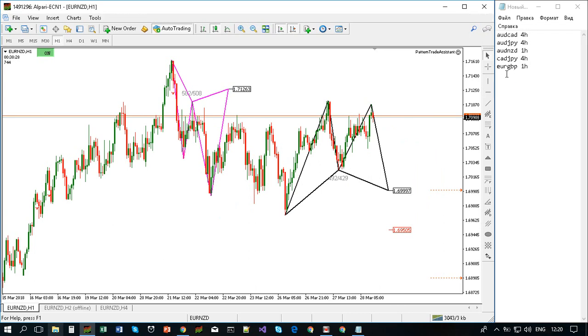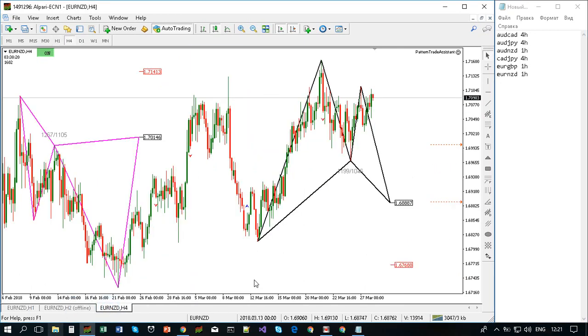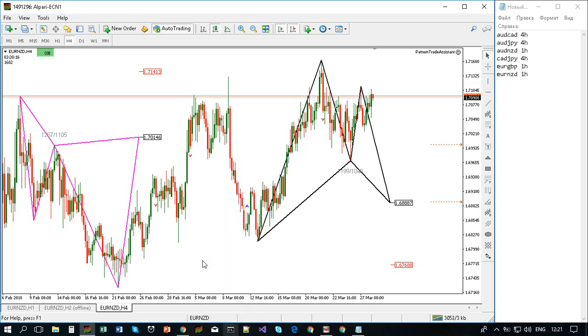Okay, Euro New Zealand 1 hour. 2 hour, the same pattern. Euro New Zealand 4 hour is a larger pattern. Euro USD.